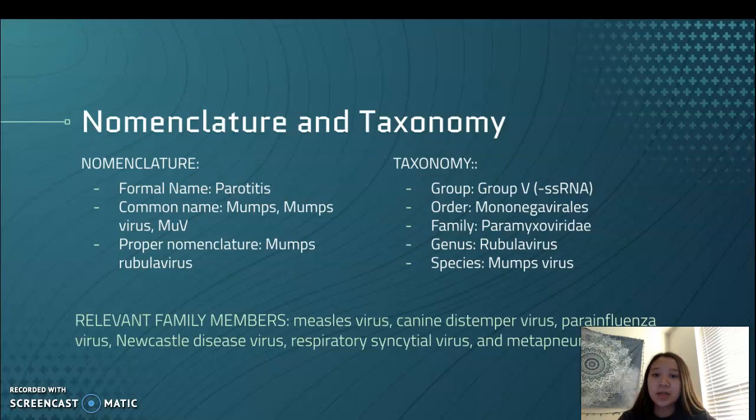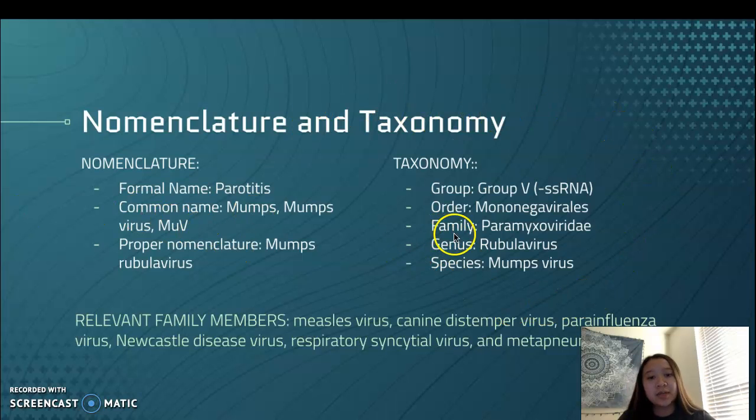So first, the nomenclature and taxonomy of mumps. Its formal name is parotitis. Its common name is mumps, as we call here, mumps virus, and MUV for short. And the proper nomenclature is mumps rubella virus. Its taxonomy is right here.